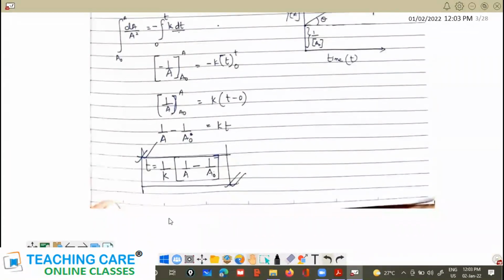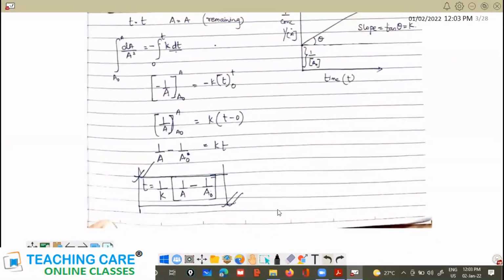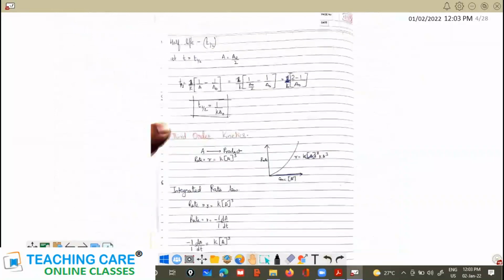We finished with this, right, I guess? t is equal to 1 by k, 1 by a minus 1 by a naught. Till here we finished. Yes, ma'am. I just wrote this down. Okay. Sure. We'll move further then.